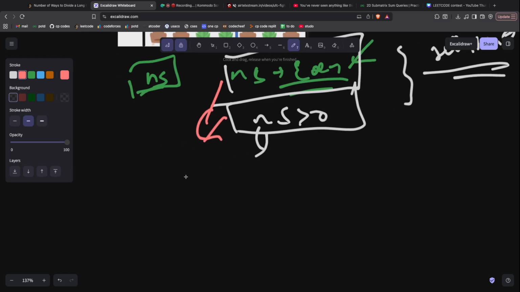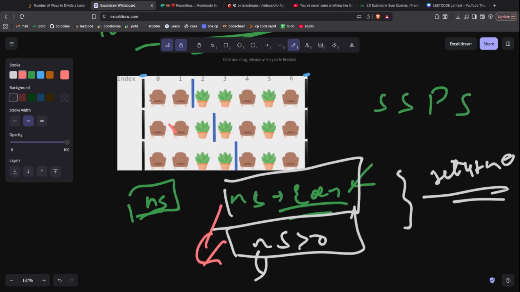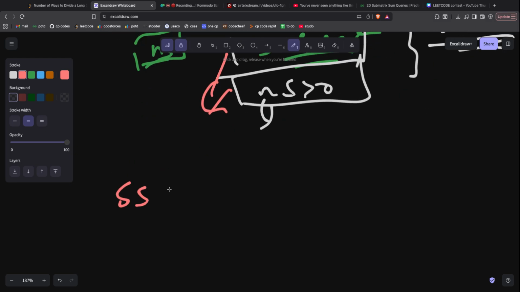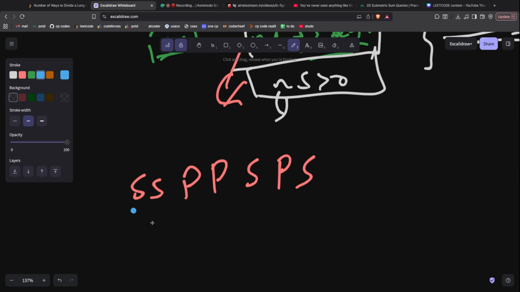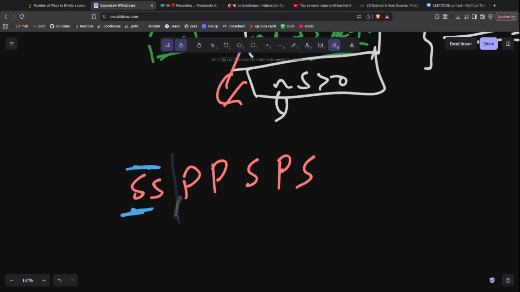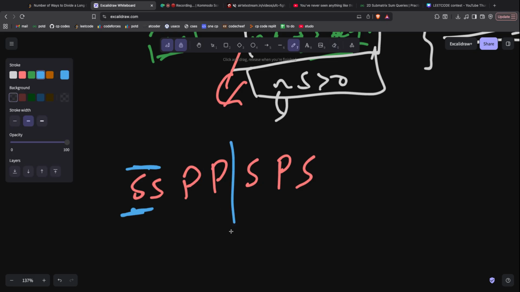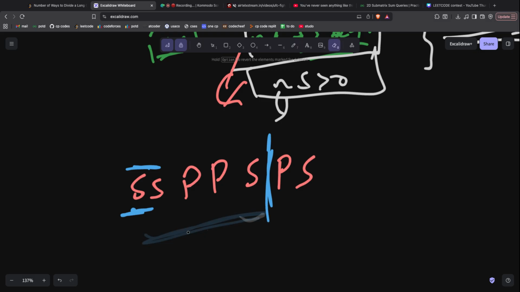Okay, let's say both of these are true. So let's say a case like this: S S, double P, S P S. Now we know that every room has to have two seats. So now if there are two seats here, and then some plants, where can we put a divider? We can put a divider here, we can put a divider here, we can put a divider here. Can we put a divider here? No, because then this room would have three seats.